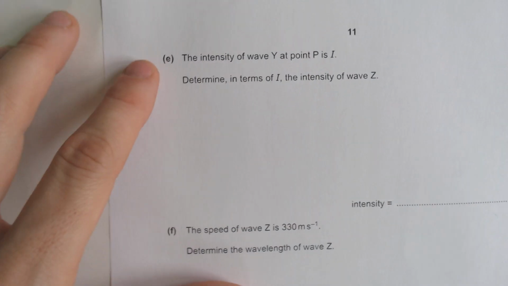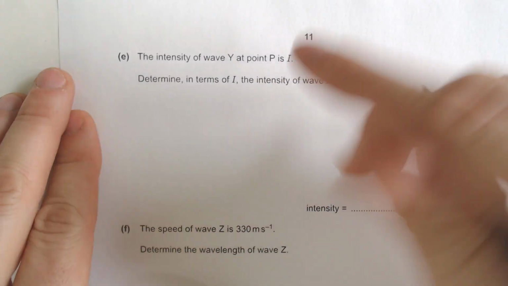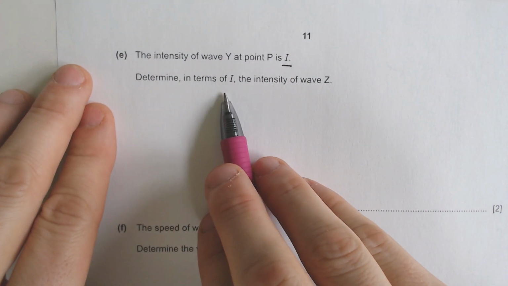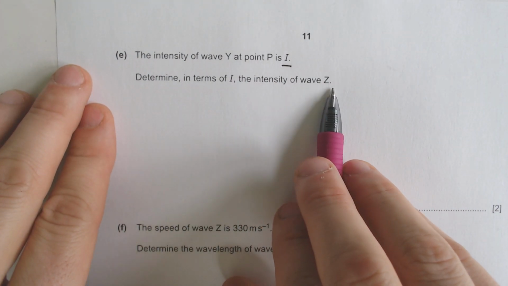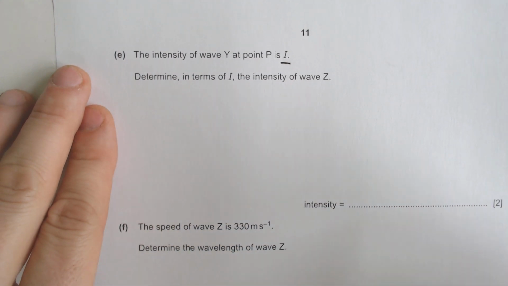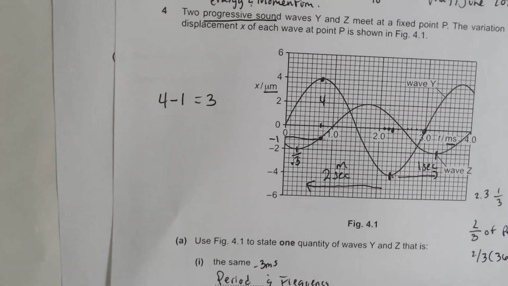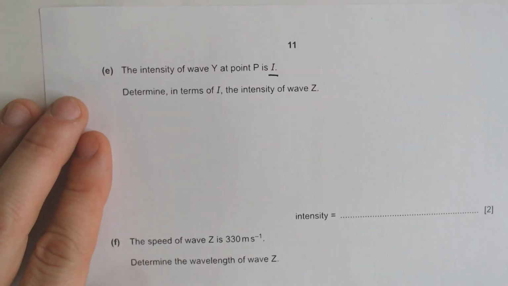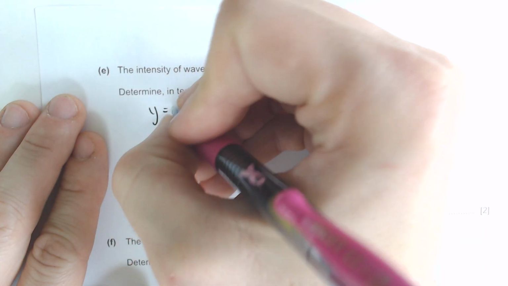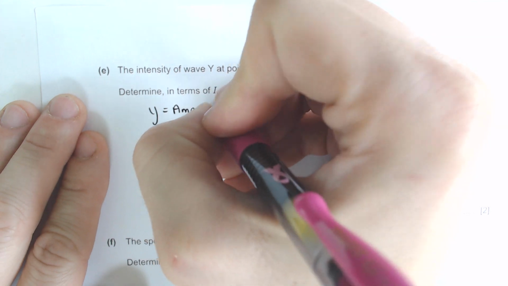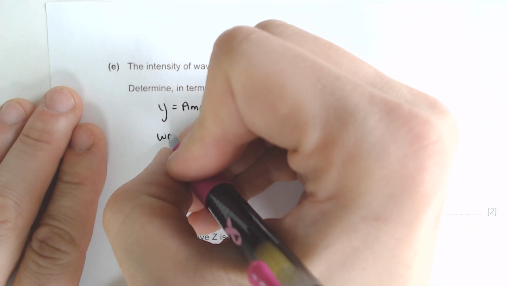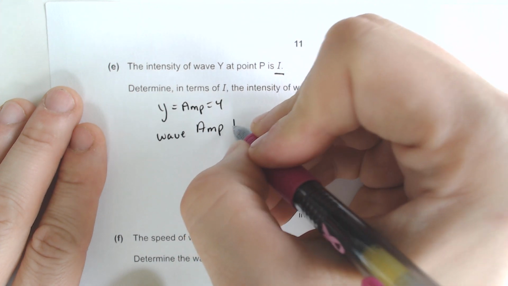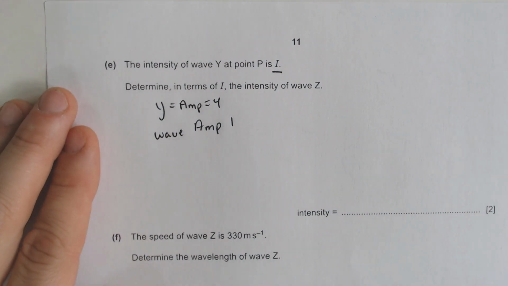Moving on. The intensity of wave Y at point P is I. Determine the intensity of wave Z. Okay? So wave Y is the tall one. It has an amplitude of 4. Wave Z has an amplitude of 1. Technically -1, but we're just going to say 1 there.